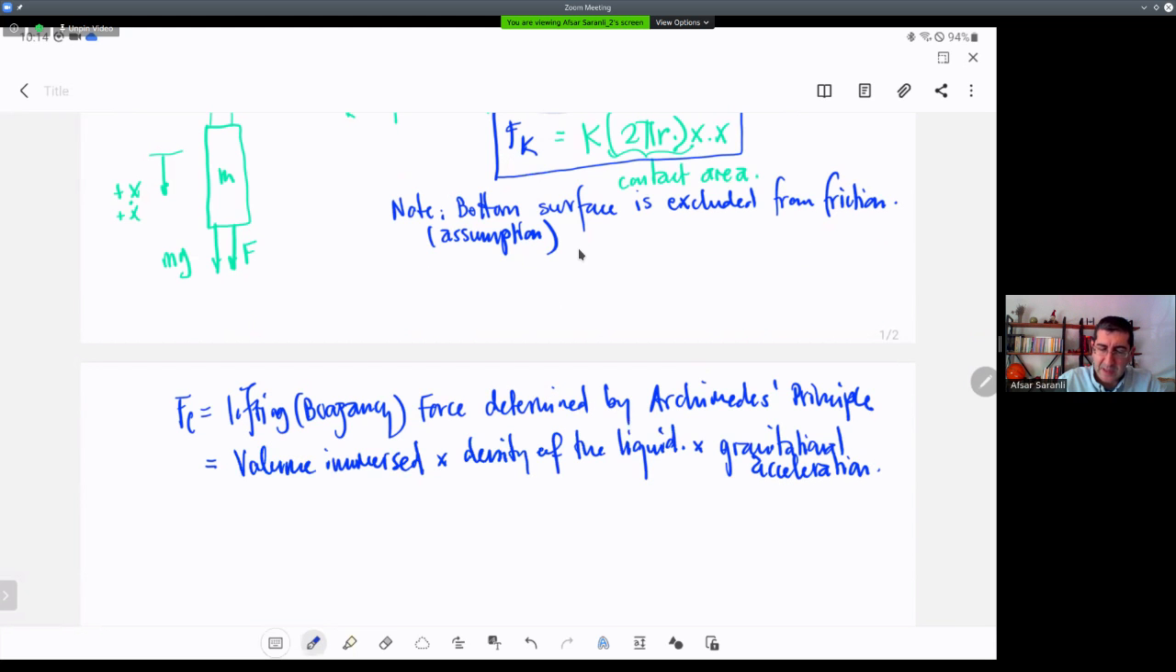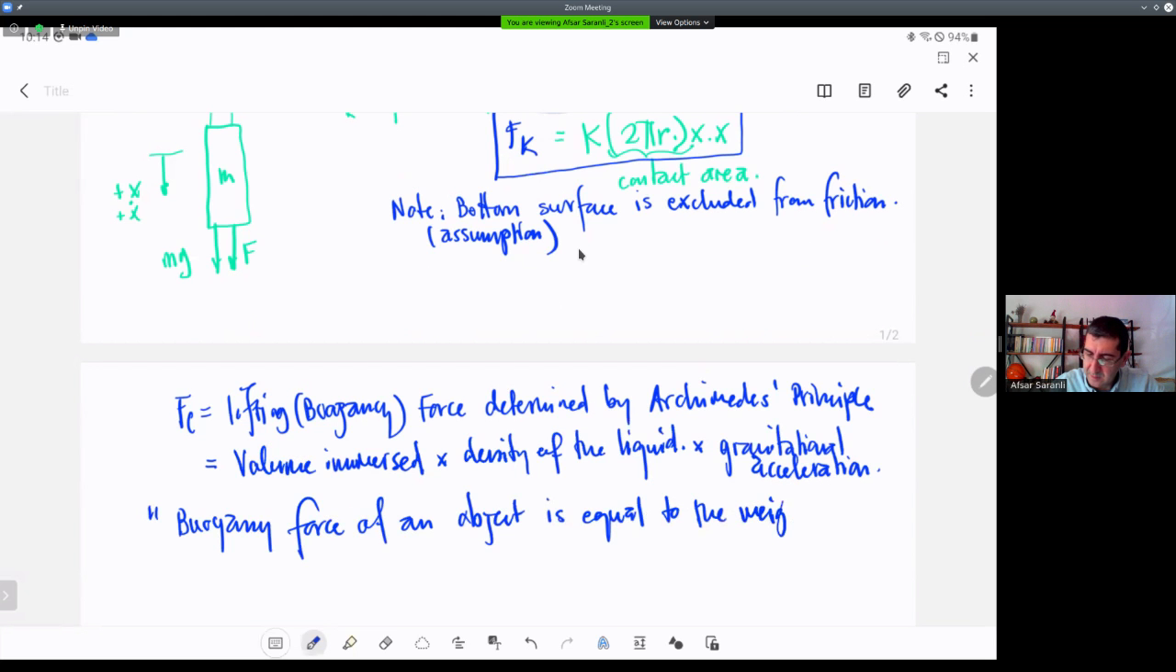You know, verbally Archimedes' principle says the buoyancy force of an object is equal to the weight, in newtons, obviously, of the fluid displaced by the object.